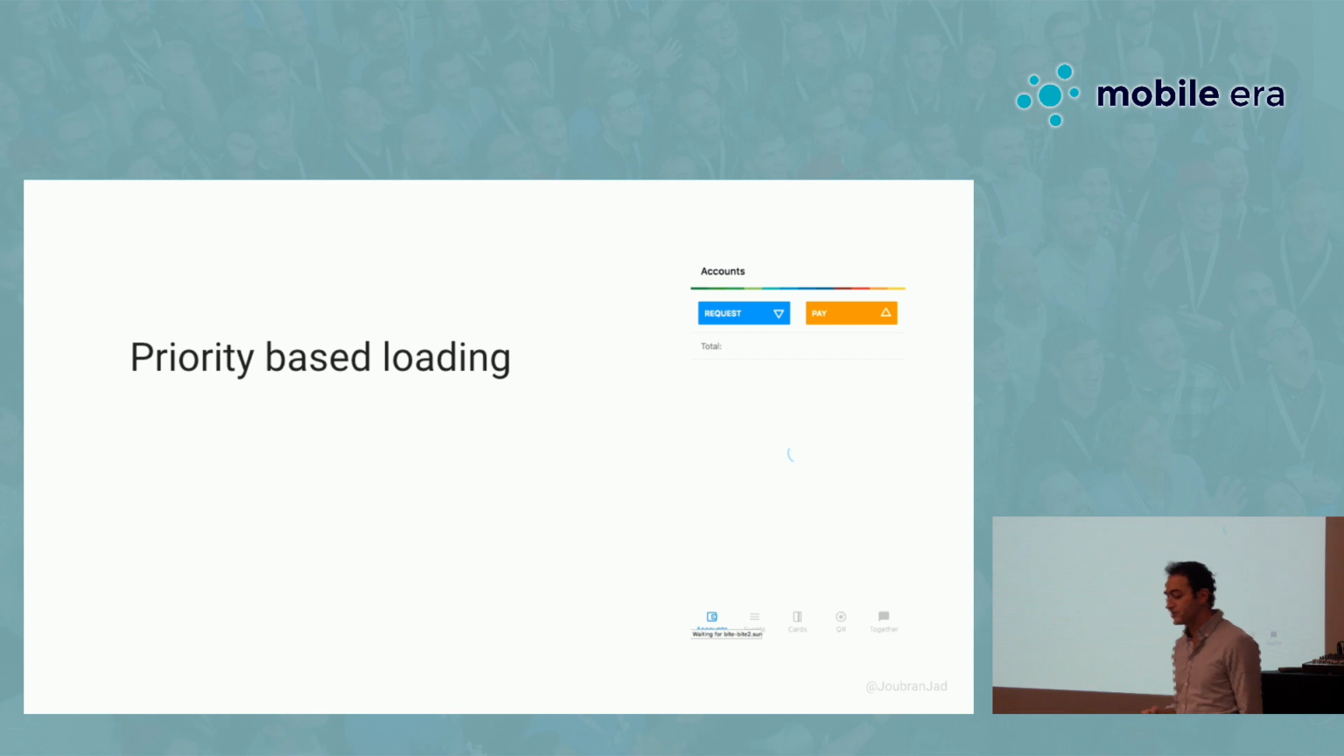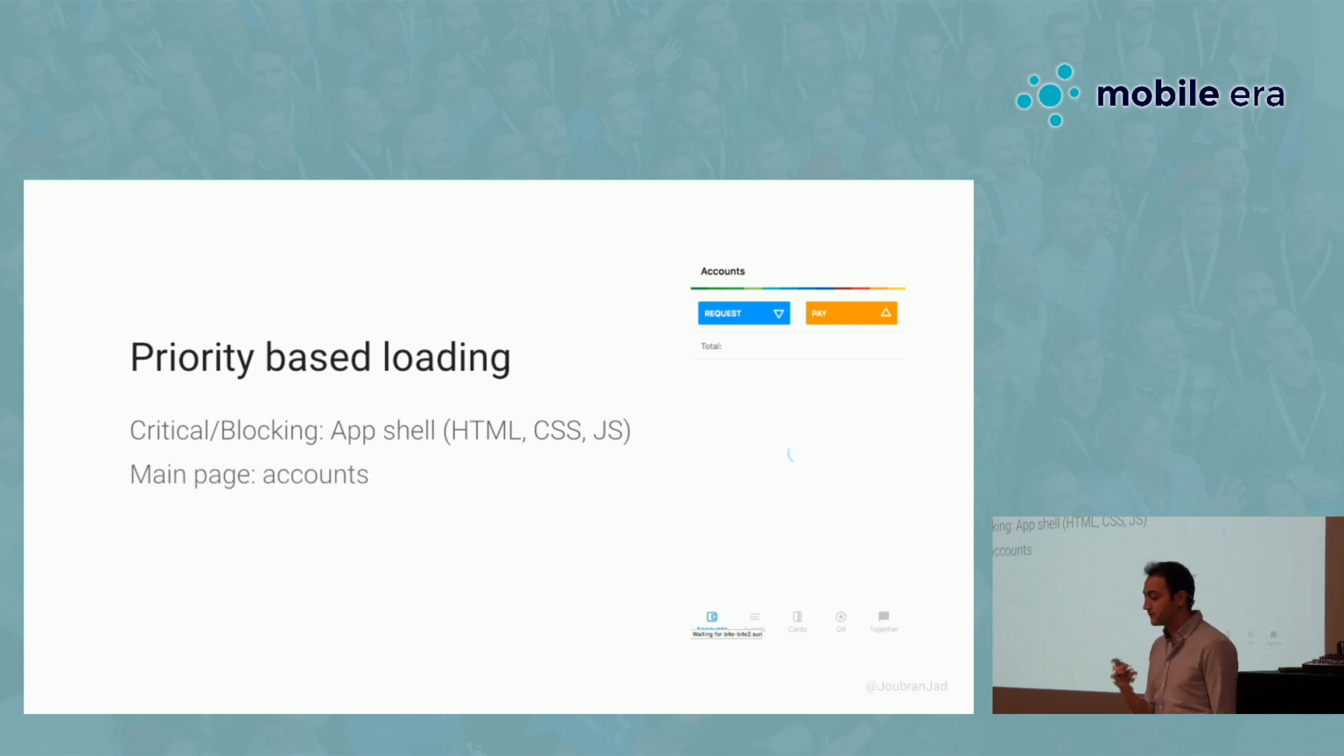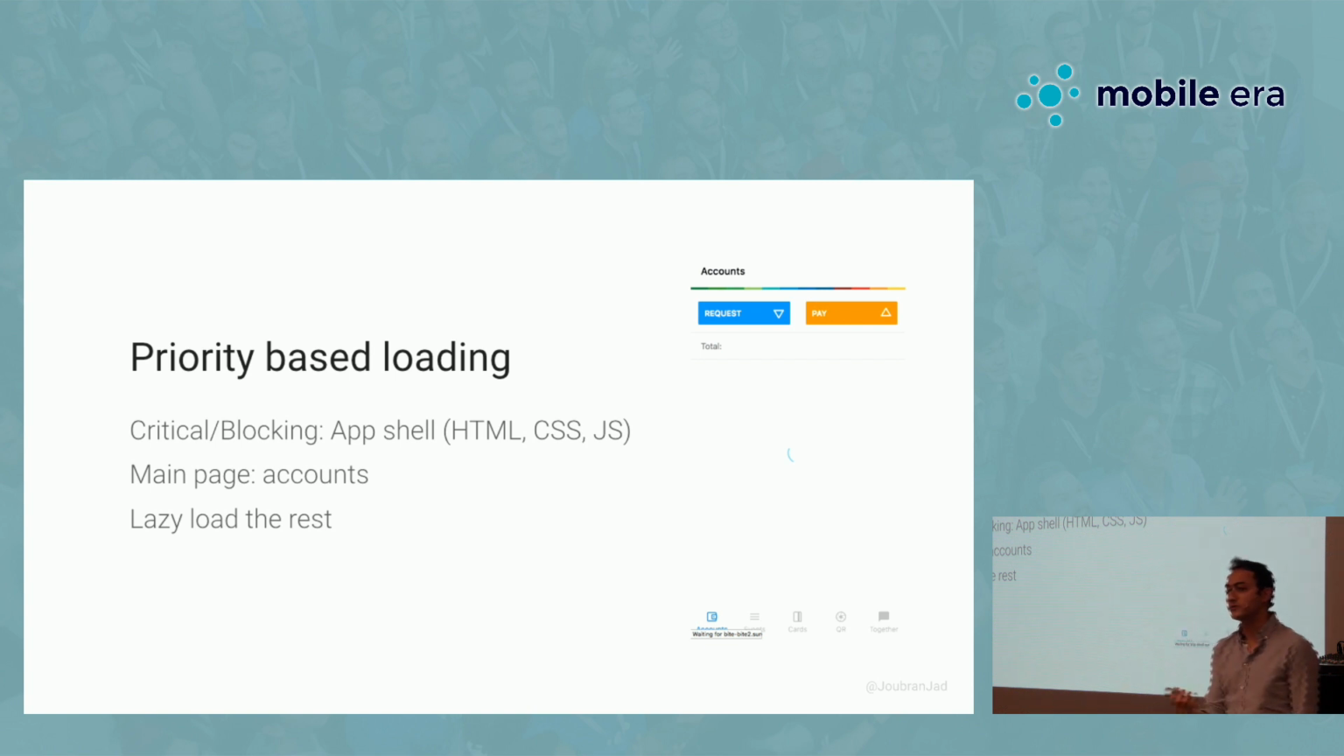So we've been doing priority-based loading, and the first thing we started with were the critical stuff, the most important ones, which was everything in the app shell, HTML, CSS, and JavaScript. And then afterwards, which one of these pages should we give more priority to? It's going to be the accounts, because this is the one that's open automatically. So then I have to load the main page accounts. And what about events, cards, PR, and together? These ones will be lazy loaded later on.